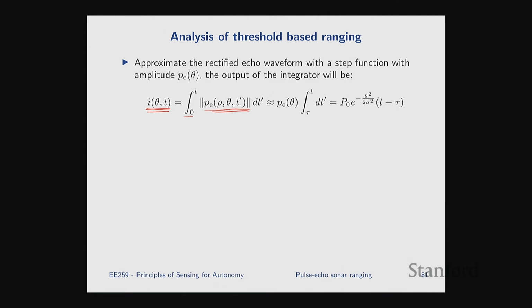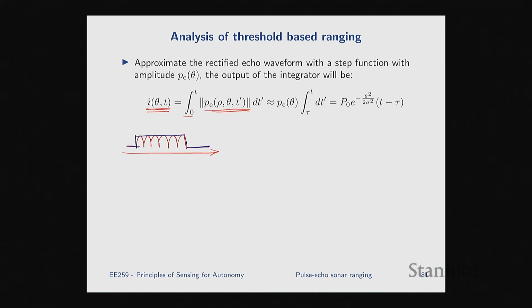Remember, if I sketch it here, the rectified echo amplitude, if it looked something like this, for one of those narrowband pulses that we were working with, we are going to approximate that by just a rectangular pulse of constant amplitude. Why? Because then the integral we can do analytically and look at the results easily.